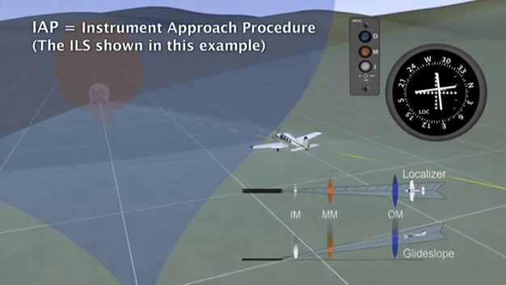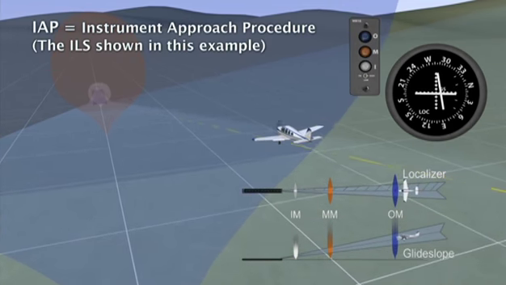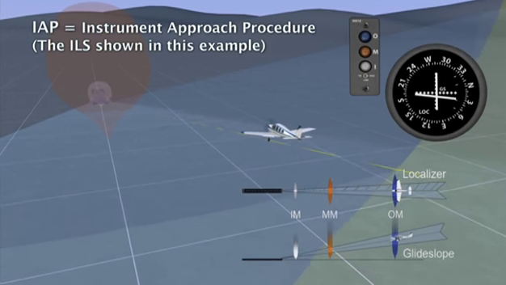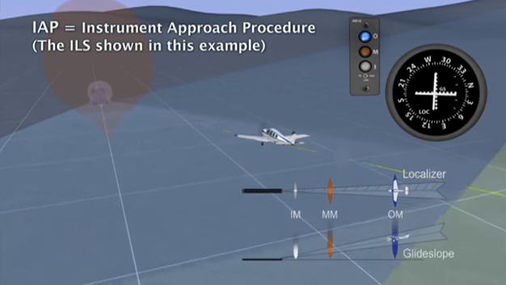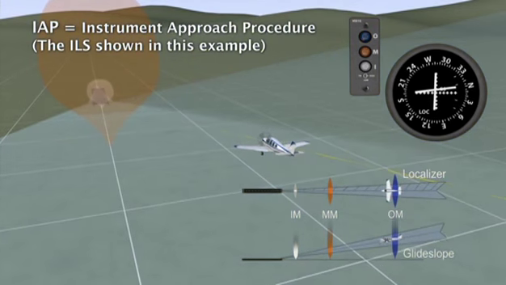The IAP, or Instrument Approach Procedure, is a series of predetermined maneuvers for the orderly transfer of an aircraft under instrument flight conditions, starting at the beginning of the initial approach and continuing to a landing, or to a point from which a landing may be made visually.